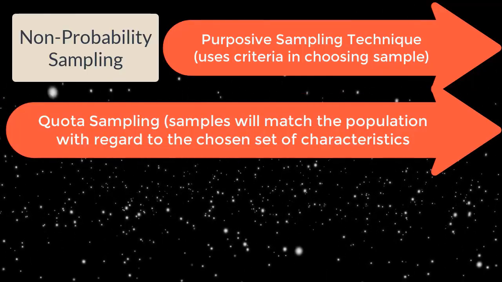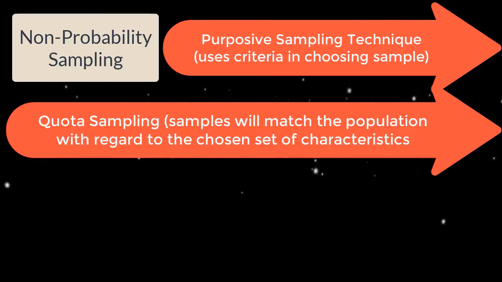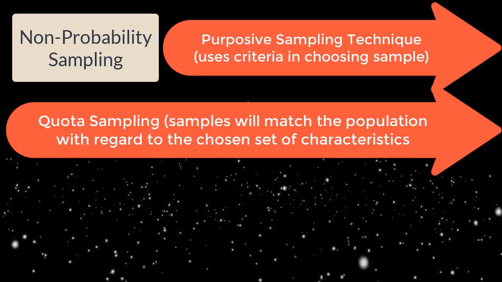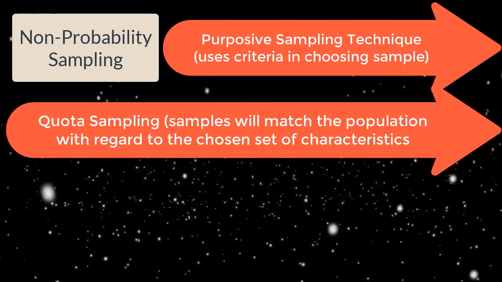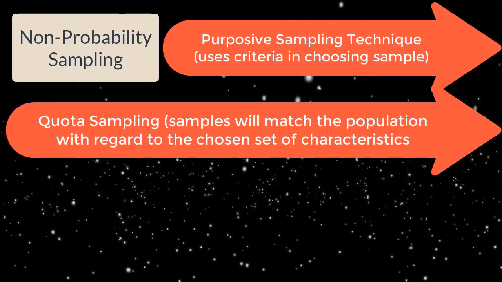Quota sampling. In quota sampling, you identify a set of important characteristics of a population and then select your desired samples in a non-random way. It is assumed that the samples will match the population with regard to the chosen set of characteristics.